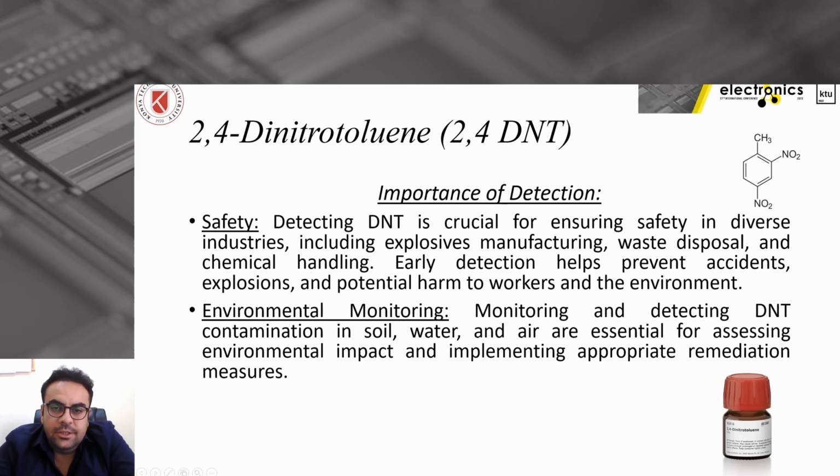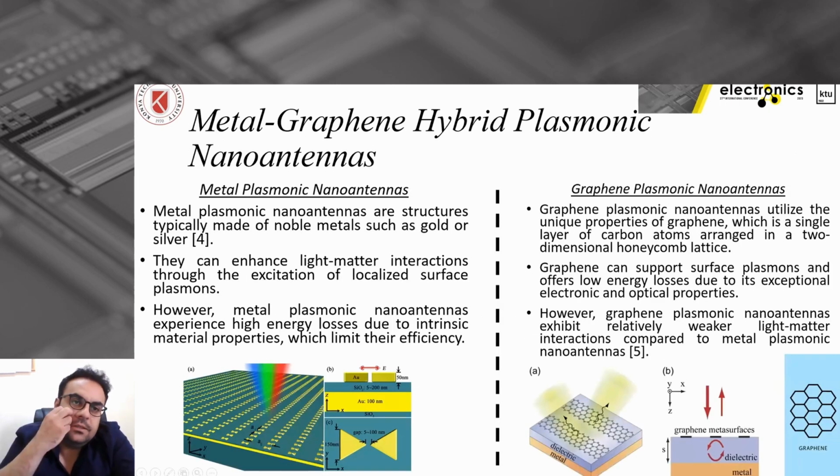appropriate remediation measures. In this slide, I will discuss the advantages and disadvantages of metal and graphene plasmonic nanoantennas. Metal plasmonic nanoantennas are structures typically made of noble metals such as gold or silver. They can enhance light-matter interactions through the excitation of localized surface plasmons, but metal plasmonic nanoantennas experience high energy losses due to intrinsic material properties, which limit their efficiency.